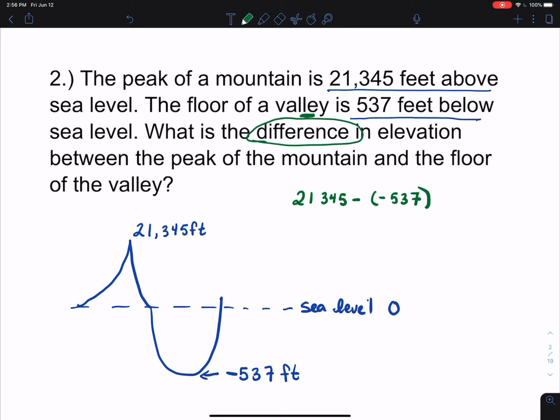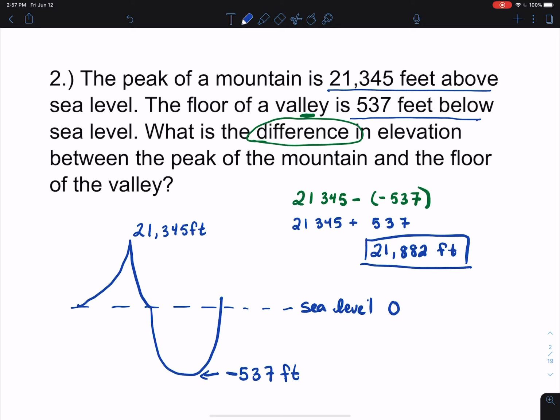Now you can type that right in the calculator, but some students get a little mixed up with those double signs. So remember, if you don't like those double signs, you can use keep, change, change, and keep that first number positive, and change that subtraction into addition, and change that negative number into a positive number. When we do that, we're going to end up with 21,882 feet as the difference in elevation. Be careful to include units in your final answer.